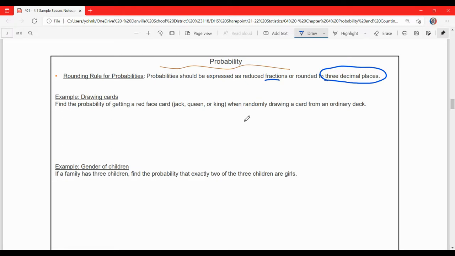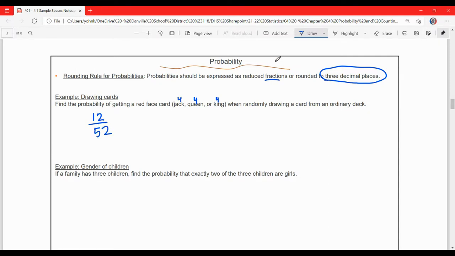Find the probability of, the very first one, getting a red face card when randomly drawing a card from an ordinary deck. Well, there are 4 jacks and 4 queens and 4 kings. So there are 12 face cards in a deck out of 52.